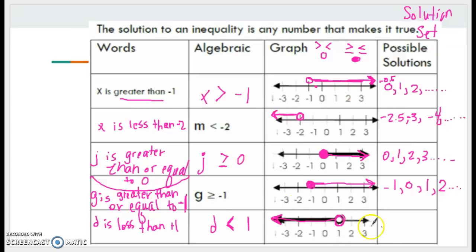All right, so possible solutions for this. Our solution set, could it be +1? No. Could it be a half? Yes, as long as it's less than 1. So we could say a half, we could say 0, -1, and then we could keep going infinitely. And that's how we get our variations of our inequalities.